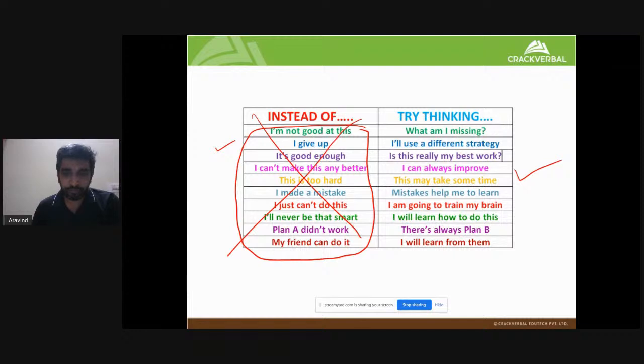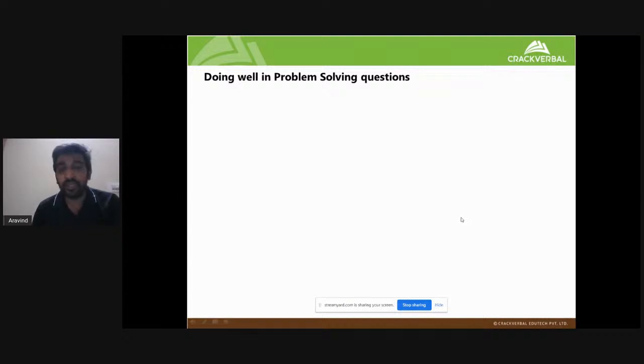All right. So after a positive mindset, you say, Arvind, I understand the importance of a positive mindset, but tell me something that is more tangible. I agree with you. So let's look at what it takes to solve problem solving questions with more accuracy. How do you do well in problem solving questions? Let's break up the quant section into two parts now. Doing well on quant involves doing well in problem solving and doing well in data sufficiency. So what do you do to improve your problem solving skills?